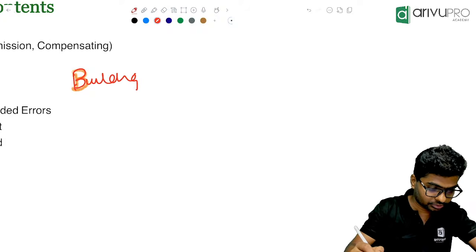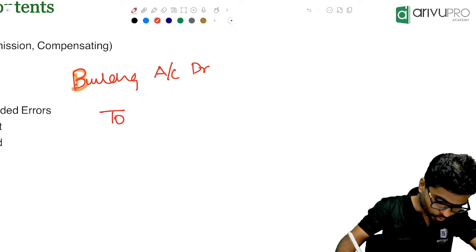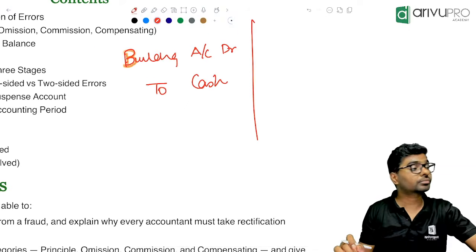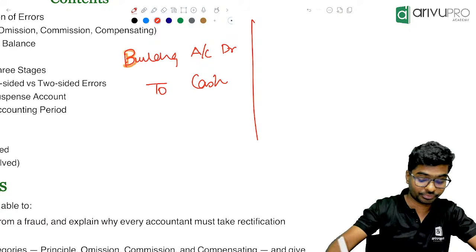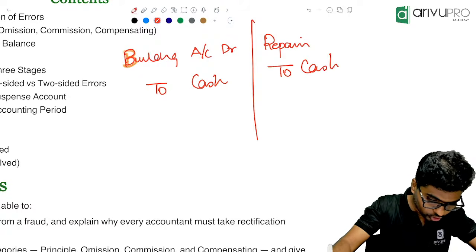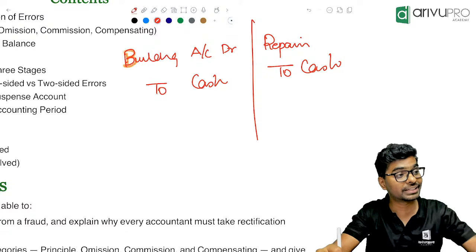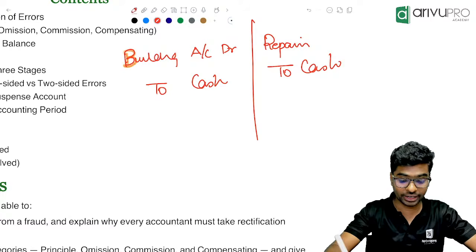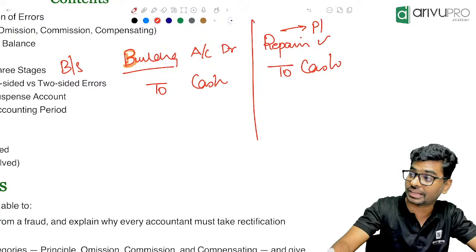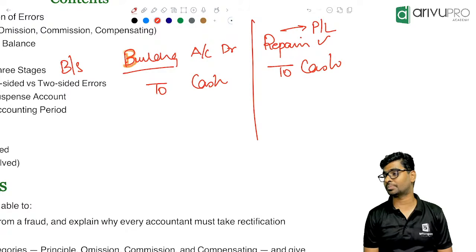Building account debited to. But instead, what did you write? You wrote it as repairs to cash. Now, is it an error of principle? Why? Building would have come in the balance sheet. Instead, you wrote it as repairs, which is coming in the P&L account. Did you all understand error of principle?